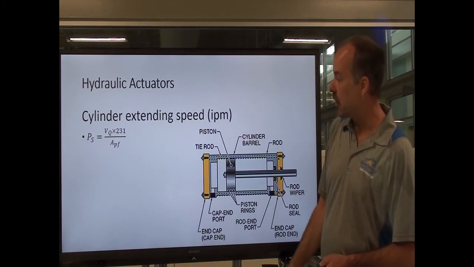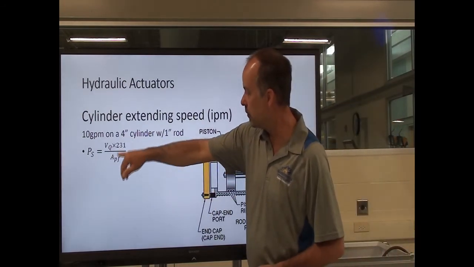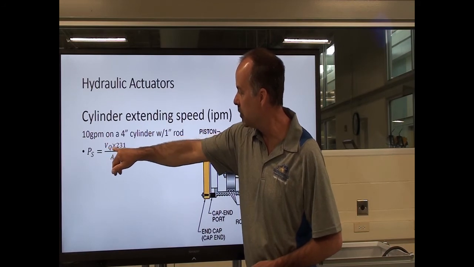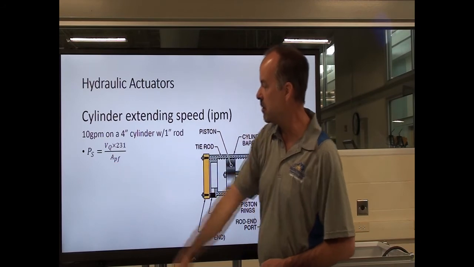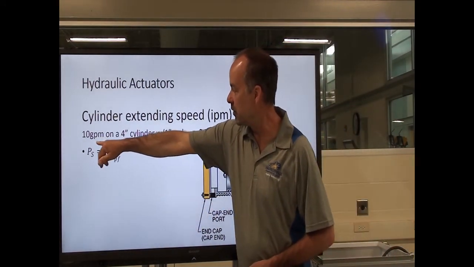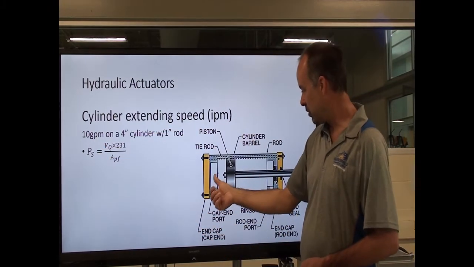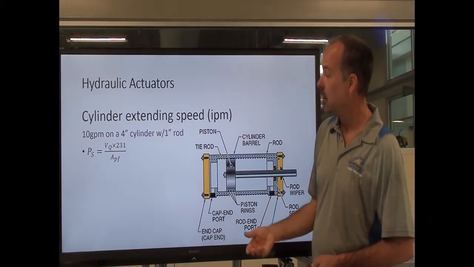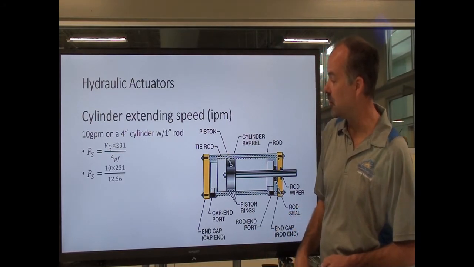So to figure that out, we need to know our formula. So our formula is the volume of the fluid coming into the cylinder times 231, which is a constant, divided by the area of the piston face. So our volume coming in is 10 gallons per minute. So that's our volume of fluid entering the cylinder, 10 gallons per minute on a 4-inch cylinder with a 1-inch rod. So we plug our values in.